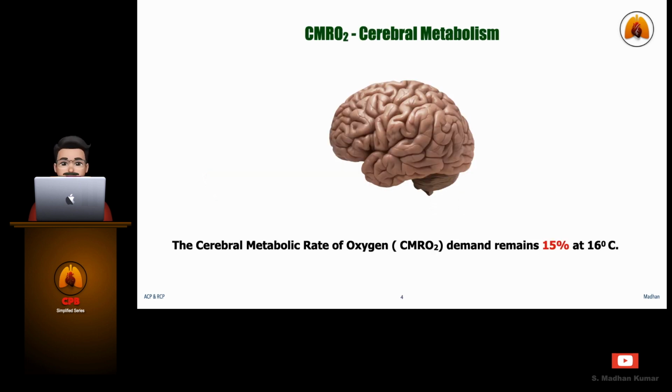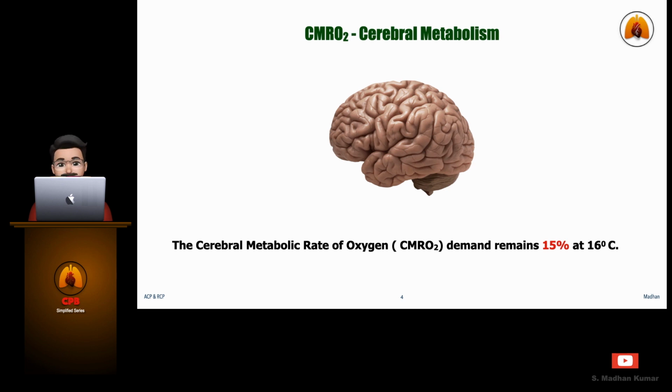The brain is 2% of our body weight. It consumes 20% of our total oxygen consumption of our body. It utilizes 25% of total body glucose. It has no glucose stores. It requires constant blood flow to meet the metabolic demand.